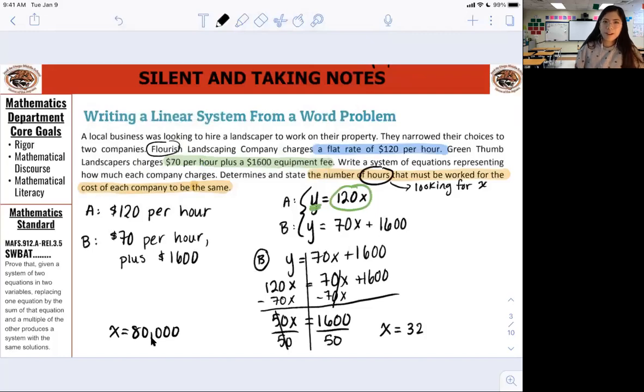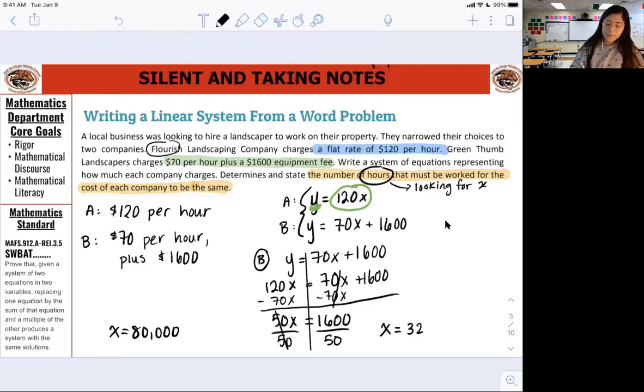32. Right, because we're looking for the number of hours. That would be a heck of a lot of hours for them to be working. 80,000 hours? How many days is that? 80,000 divided by 24 is 3,000 days. Divided by 365, that would be 9 years. They'd be working for 9 years. That'd be a lot of years.